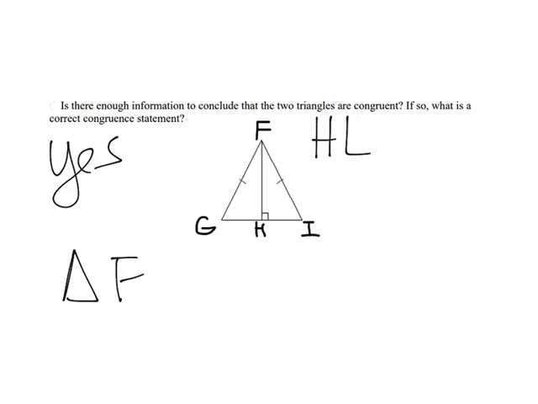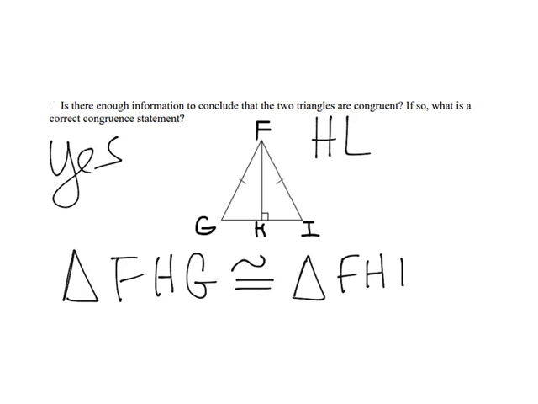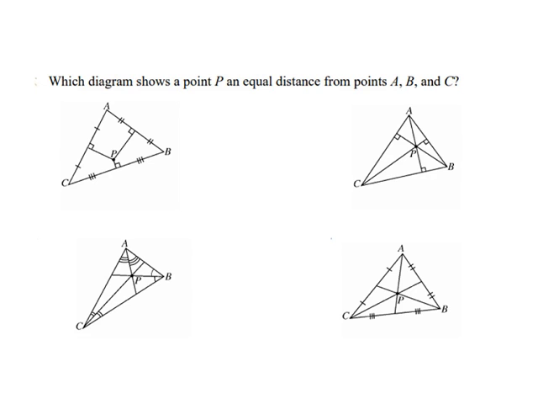It would be triangle FHG is congruent to triangle FHI by the hypotenuse leg theorem. Right? So if I have a hypotenuse here and here, okay, which means this leg here is congruent to itself, and I know this is a hypotenuse because of the 90 degree. Okay? Let's move on.